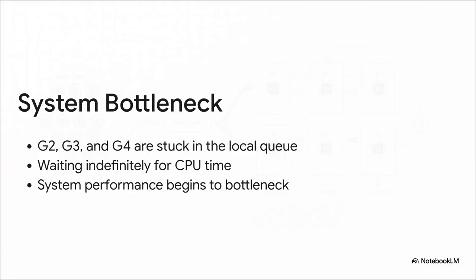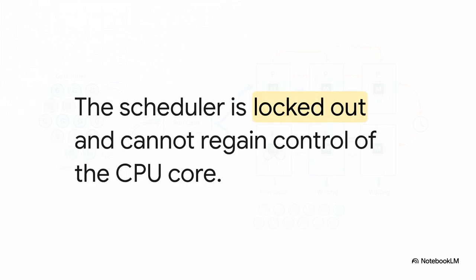Now, because G1 is hogging the CPU, goroutines G2, G3, and G4 are now completely stuck. They're sitting right there in the local run queue, perfectly ready to do their jobs, but they're waiting indefinitely for their turn at some CPU time. And you can probably guess what happens next. Almost immediately, system performance begins to bottleneck. The critical work that needs to get done simply isn't happening because the resources are entirely consumed by G1. Ultimately, this leads to a catastrophic system freeze.